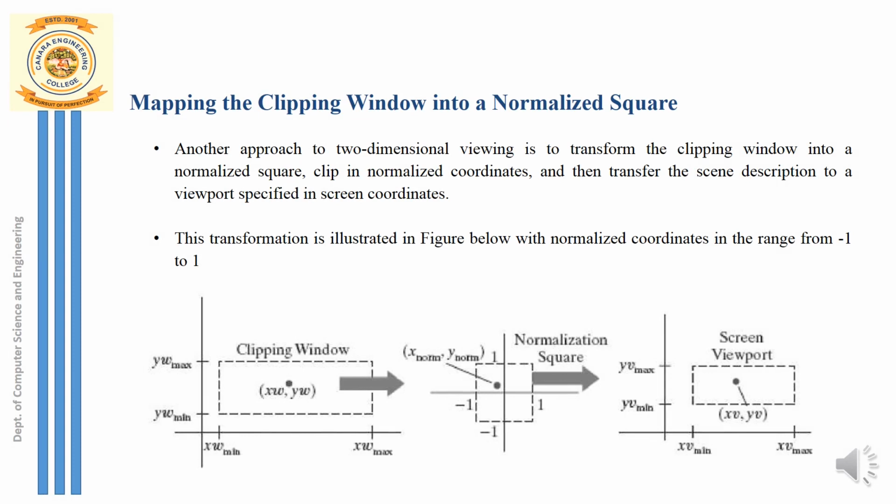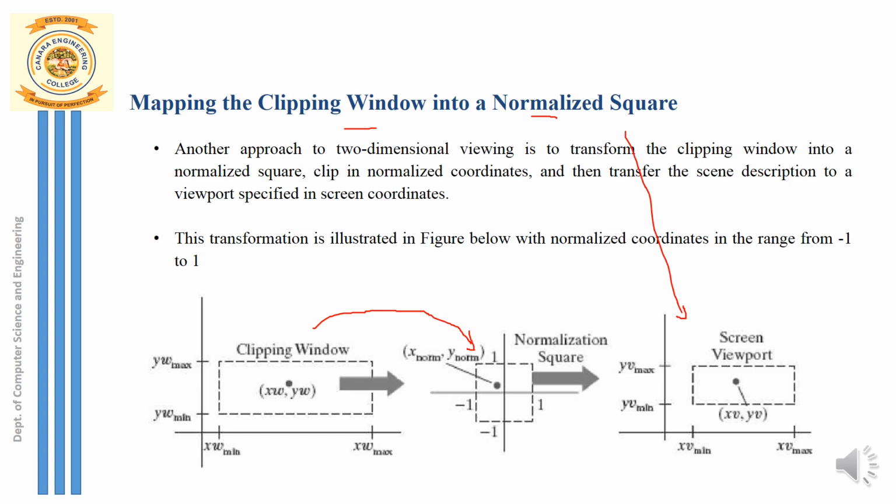Now let's see an alternate approach to do the mapping of the clipping window. This is an approach where you map a clipping window first to a normalized square, and then you map this normalized square onto the final screen, that is, onto the screen display window. You can just see this diagram. Here first you transform the clipping window onto a normalized square. In this normalized square, you can perform the clipping also.